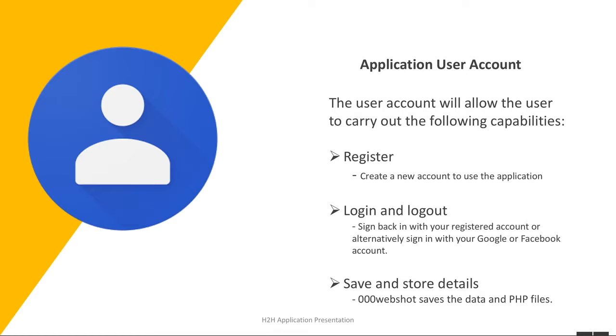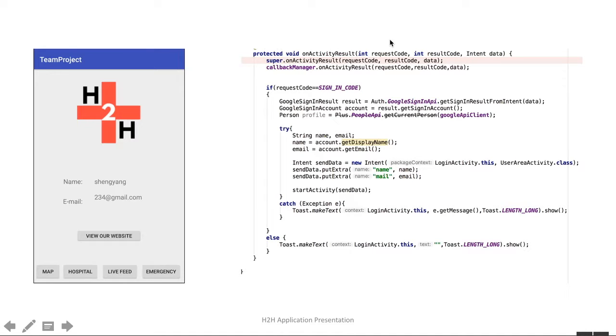For the login page, we allow the user to sign back into their own registered account, or we allow the user to choose alternative ways to log in with the Google or the Facebook account. Next, I'll show you how to get the information from Google and send the user information to the profile page. Here is just a part of the Google functionalities.